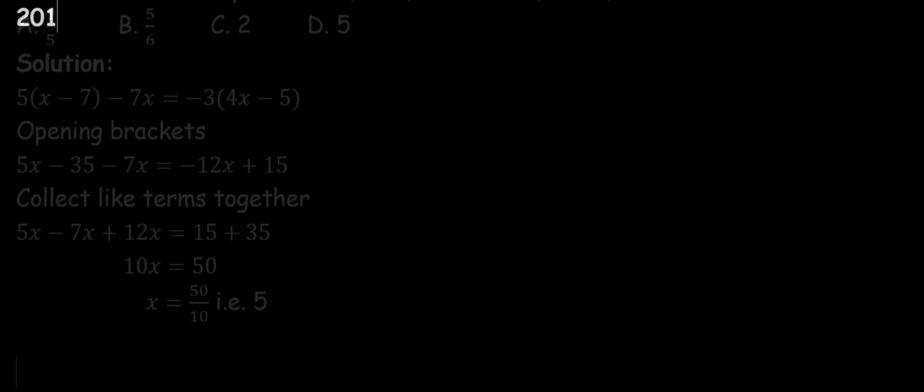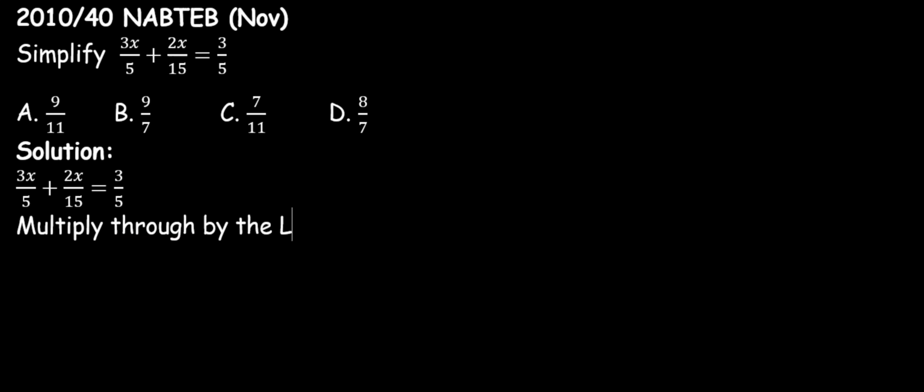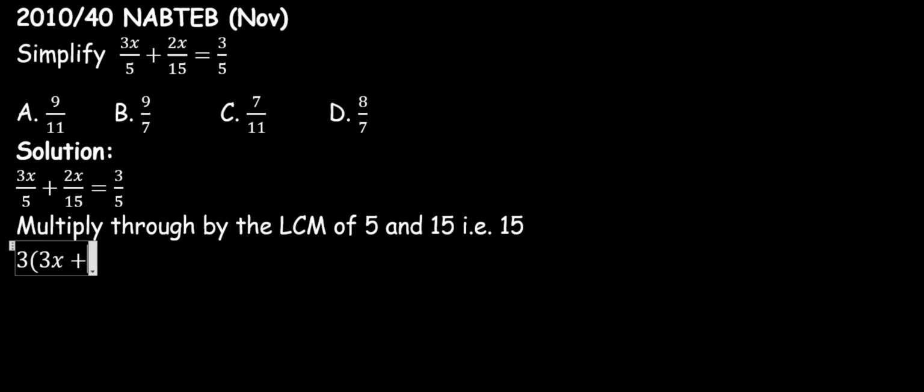Another example. Simplify 3s divided by 5 plus 2s divided by 15 equals 3 divided by 5. The options are given. Solution. First, we write out our problem properly, which is 3s divided by 5 plus 2s divided by 15 equals 3 divided by 5. Next, we multiply through by the LCM of the denominators, which are 5 and 15, and that is 15. The result will be 3 into bracket open 3s bracket close plus 2s equals 3 times 3. That is bracket open and close there.